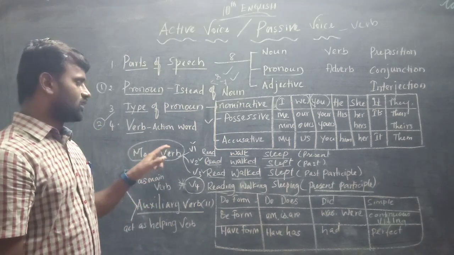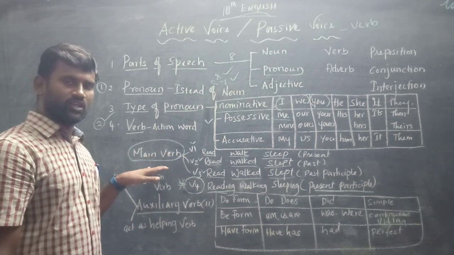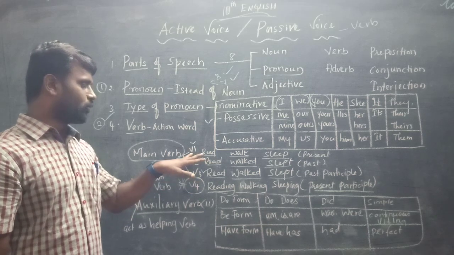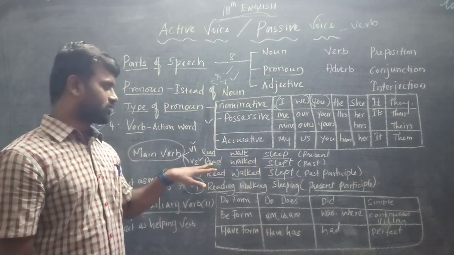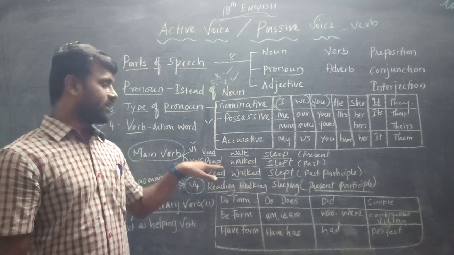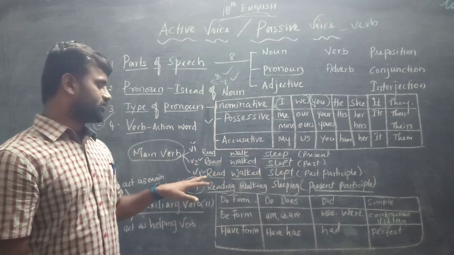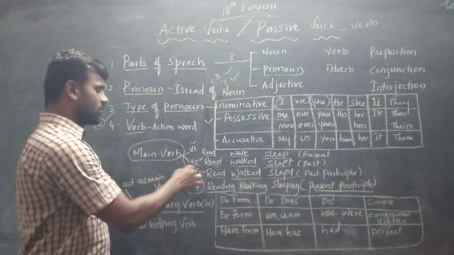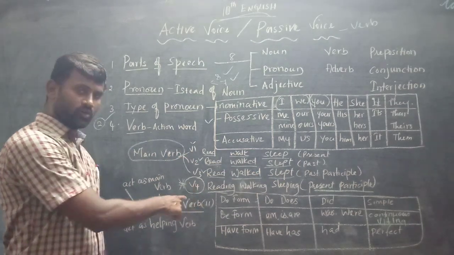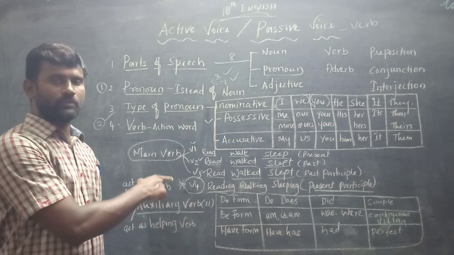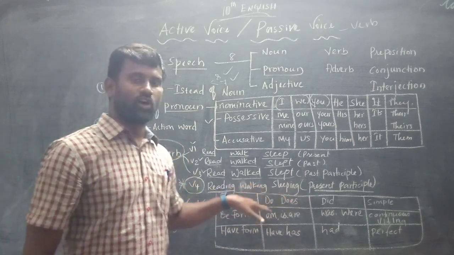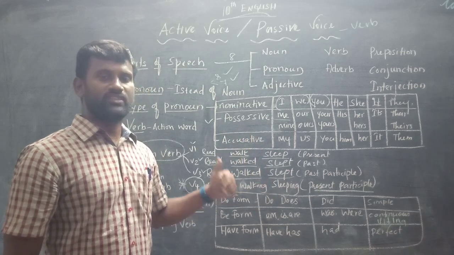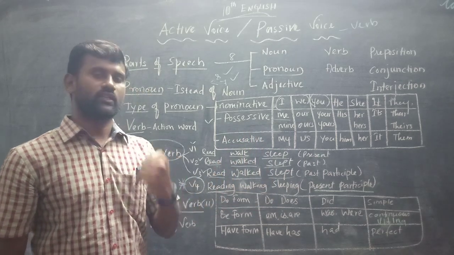So please understand, when we talk about a verb, we have verb 1, verb 2 and verb 3. So verb 1: read, walk, sleep. Verb 2: read, walked, slept. And verb 3: read, walked, slept. So these are called main verbs, whereas verb 4 is not said to be a main verb because it forms a participle, gerund and present participle, which is not used in the tenses.